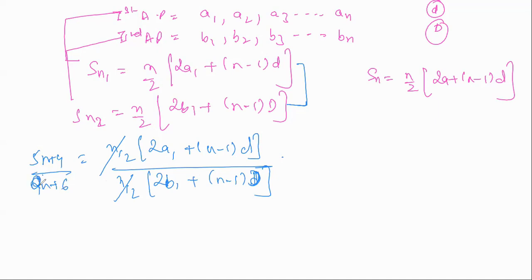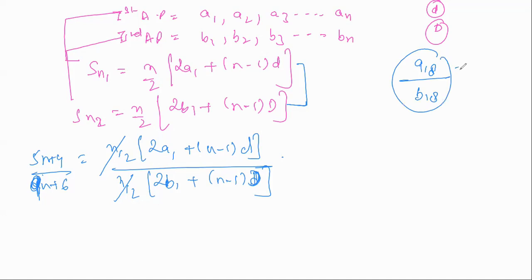Now, sorry, 9n plus 6. Now, please see what they are asking you. They are asking you the ratio of their 18th term. For the first AP, the 18th term will be A18, and for the second AP, the 18th term will be B18. So they are asking you the ratio of this.